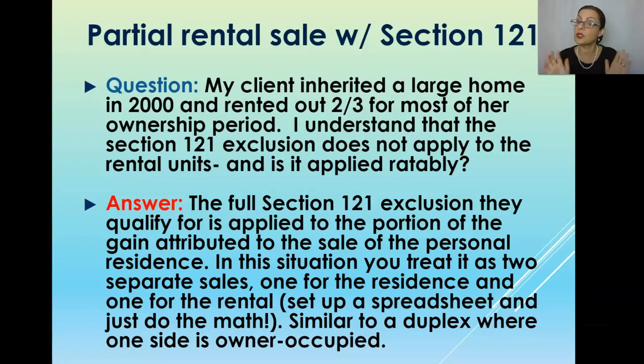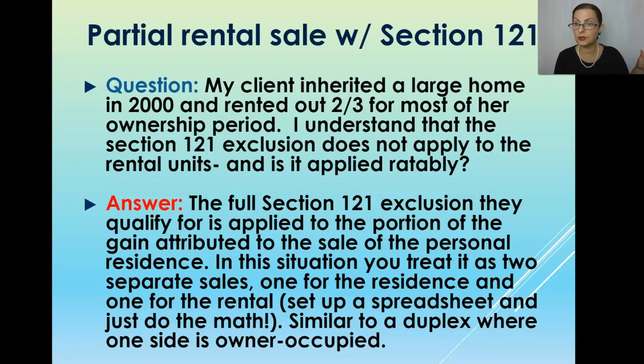I understand that the Section 121 exclusion does not apply to the rental units, as it applied ratably. In this case, the full Section 121 exclusion they qualify for is applied to the portion of the gain attributed to the sale of the personal residence. So I want you to understand that the exclusion itself, that $250,000, in this case, it was a single woman. So she's not going to get the $500,000 Section 121 exclusion that applies to married couples. Remember, married couples get $500,000, and she's owned this house for over 20 years. So she's going to get the full exclusion.